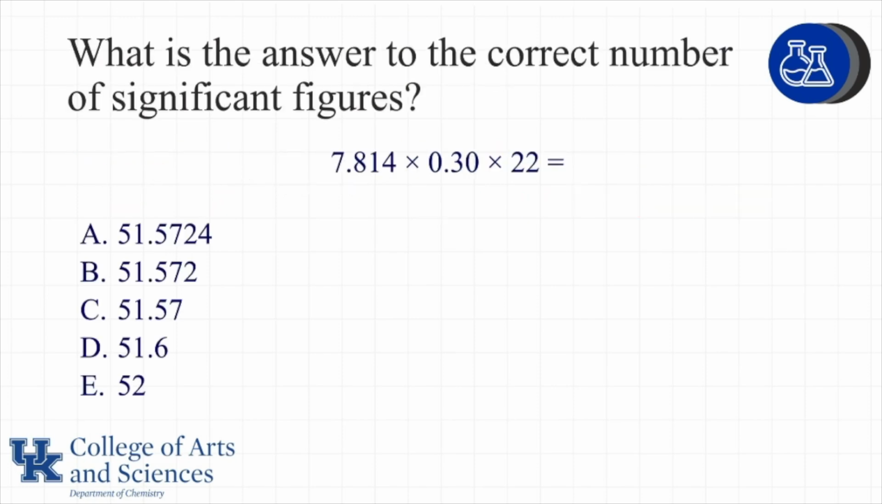What is the answer to the correct number of significant figures? So we have 4 sig figs in 7.814, 2 sig figs, and 2 sig figs. Therefore, our answer must also have 2 significant figures. And so our answer will be 52.